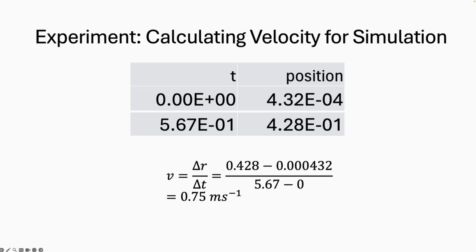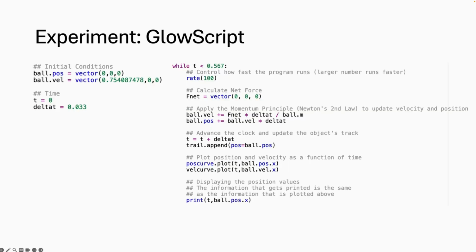Now, let's calculate the average velocity of the cart from our experiment, so that we can model its movement in GlowScript. We can use v equals distance over time to calculate the velocity. I use the start and ending points of the cart to reduce errors in velocity calculation. And the result we get is around 0.75 meters per second. Next, let's look at the GlowScript.